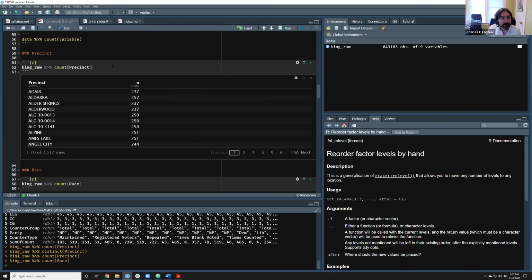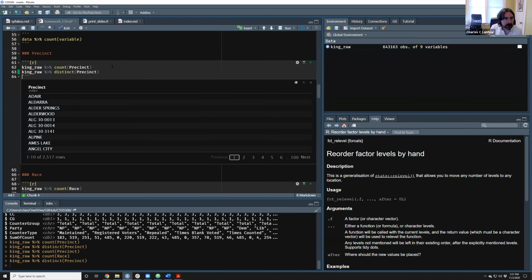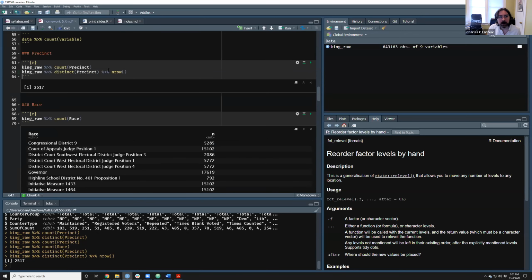I'm going to go up here to precinct and add something. I just want to know how many precincts there are in the data set. If I say distinct precinct here, it's going to give me one row per precinct value. Well, that means if I count the number of rows, there are 2,517 precincts in our data. Does that make sense? Get the distinct values and then count how many there are. Okay.